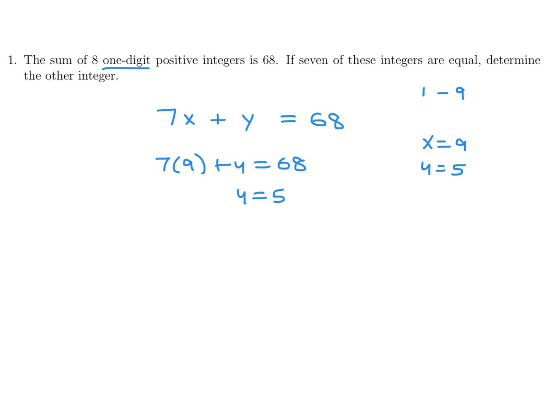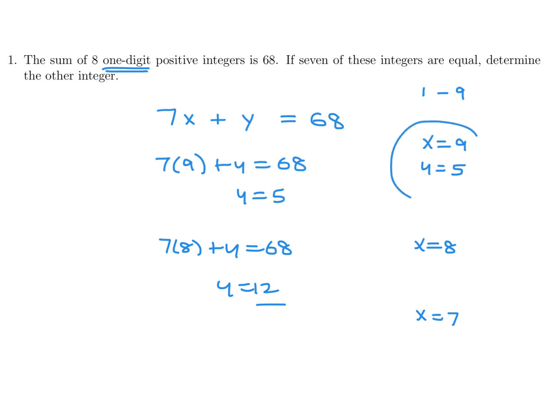That seems like a pretty decent solution, but let's see if there's any others. Let's try x equals 8. So that would be 7 times 8 plus y is 68. And when you solve this equation, you get y equals 12. The problem here is that 12 is not a one-digit number. And similarly, if you keep going down, x equals 7 and so on, the values of y would keep increasing. So you would never get a one-digit number. So the only solution is that, and I believe they're asking for the other integer, and that other integer is the y, which I have found to be equal to 5.